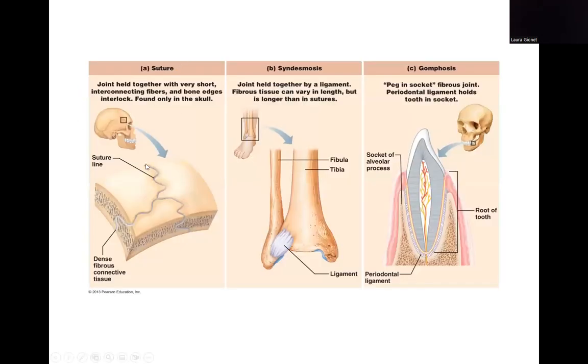All right, so sutures have fibrous connective tissue holding those together. A syndesmosis is the distal end of the fibula to the tibia, and even to the talus, there are technically multiple ligaments. Gomphoses are ligaments that hold the teeth in their tooth sockets.